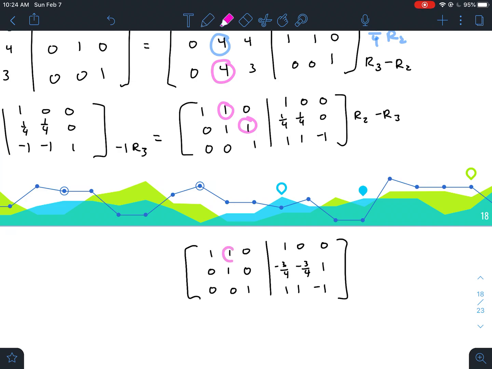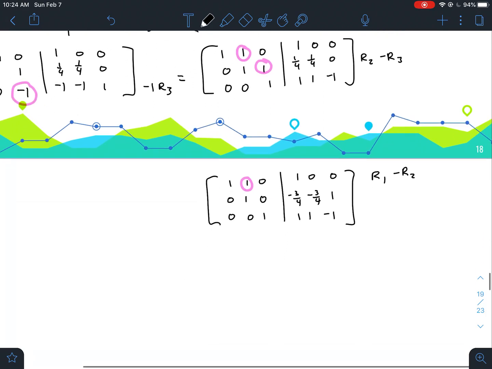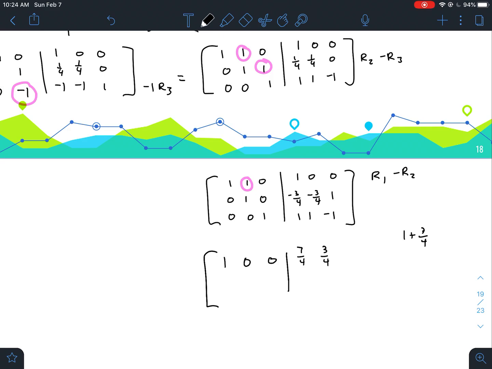And then my last step is I need a 0 there. And so to get a 0 there, I could do row 1 minus row 2. And if I did row 1 minus row 2, I would get 1, 0, 0. And then 1 minus 3/4 would become 1 plus 3/4, and then 1 plus 3/4 would become 7/4. And then 0 minus 3/4 would be 3/4. And then 0 minus 1 is negative 1. And then everything else stays the same.